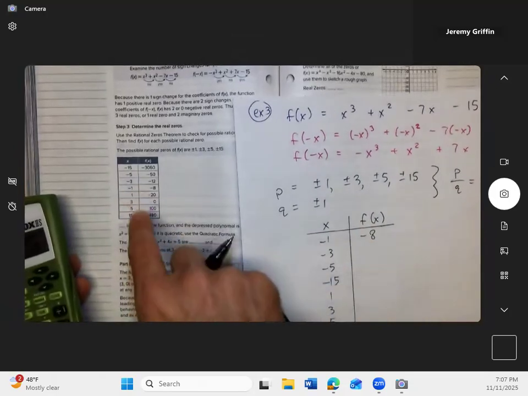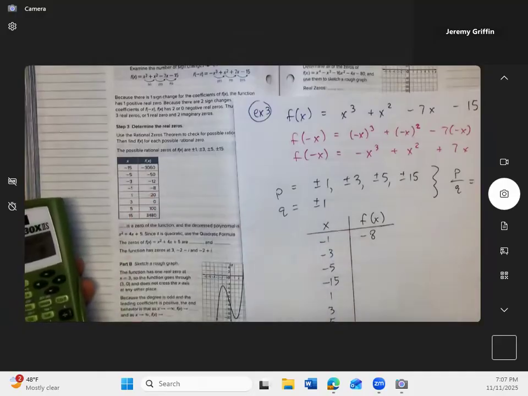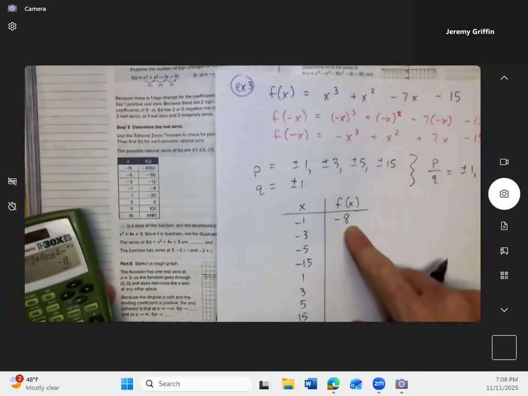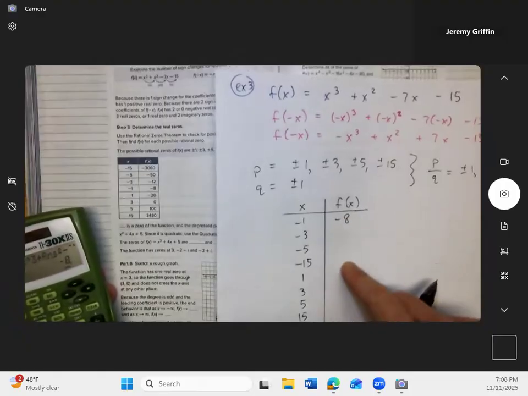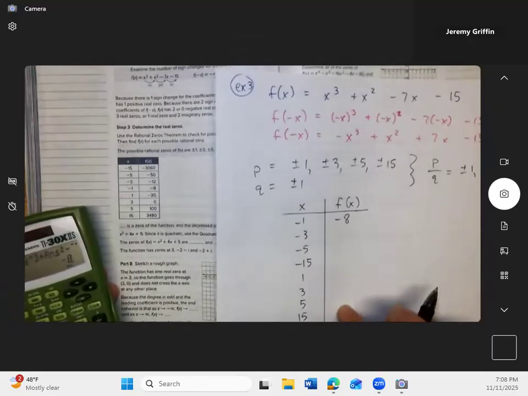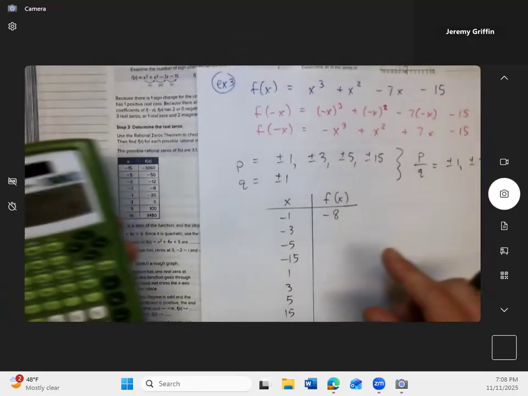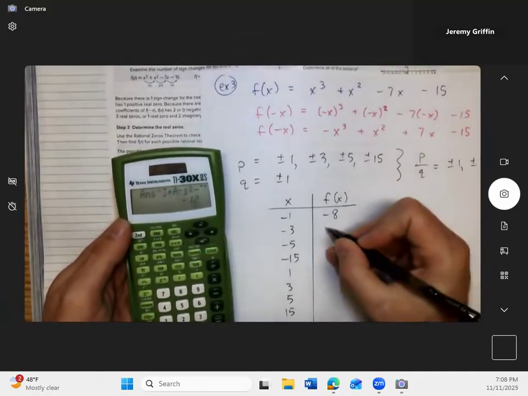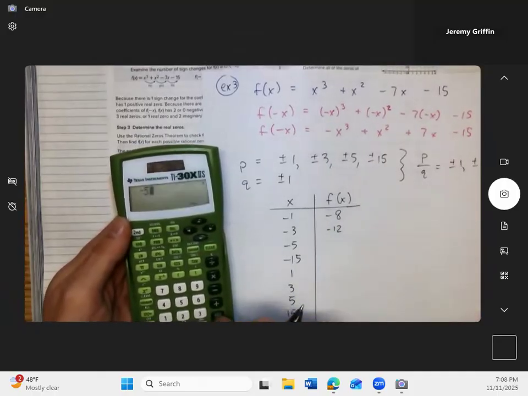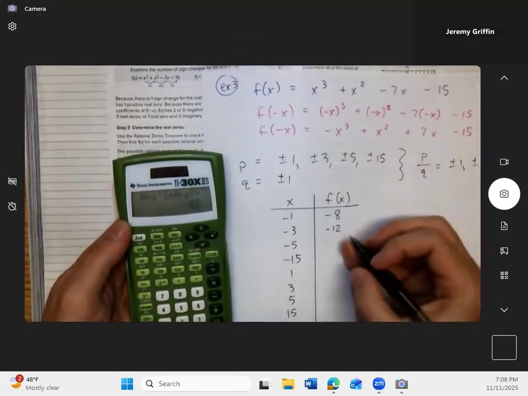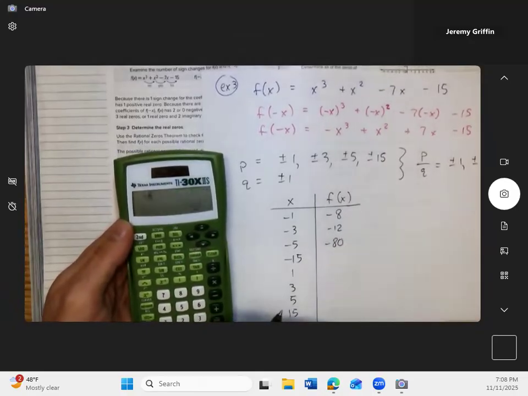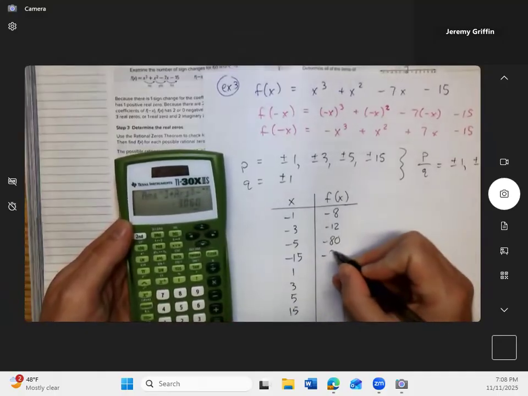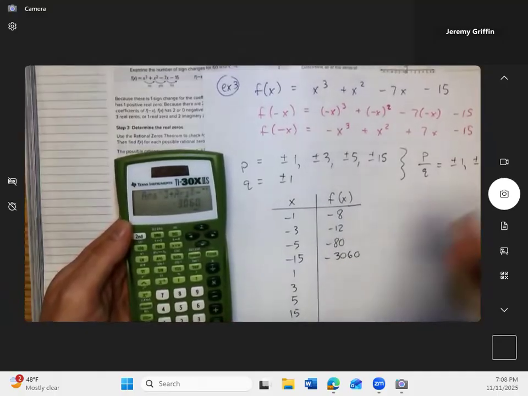Did your book too? They have their x values in a different order than I do, but at least that number's consistent. And remember what I'm looking for: I'm looking for f of x to be 0. This is the fundamental theorem of algebra. If one of these is 0, that would indicate an x-intercept. So let's go to -3. Plug that in and get -12. That's not 0. Keep going. -5, -80. That's not a 0. -15. Nah. Now we're getting really off.